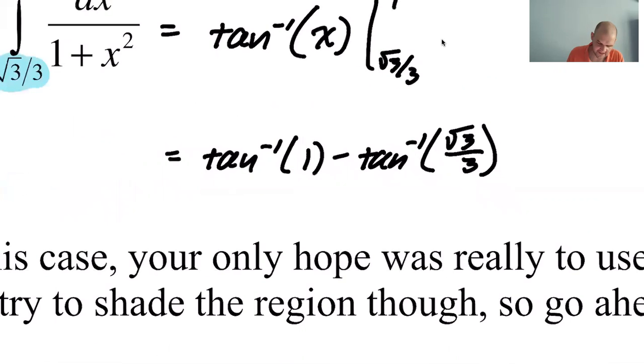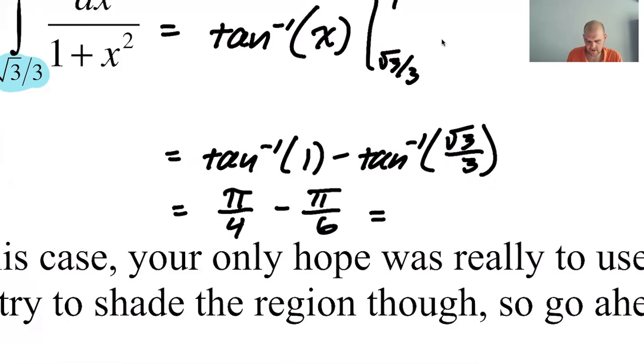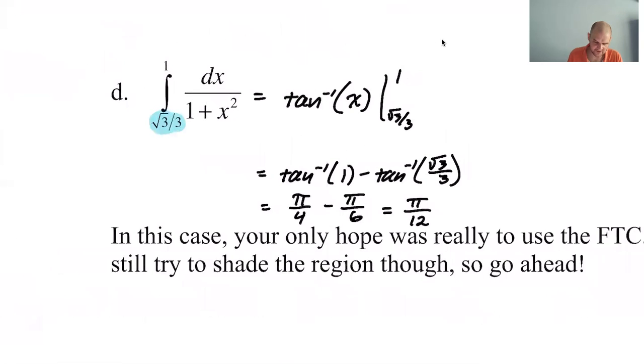I think on the AP exam, you could probably leave that. I don't trust that rule. I feel like at any moment they could flip on you and be like, nope, we don't do that anymore. So the arctan of 1, tangent of what is 1? Well, pi over 4. Root 3 over 3 is the tangent of pi over 6. So pi over 4 minus pi over 6, and then you get, I don't know, 6 minus 4 is 2 over 24, pi over 12. So pi over 12 is my answer.